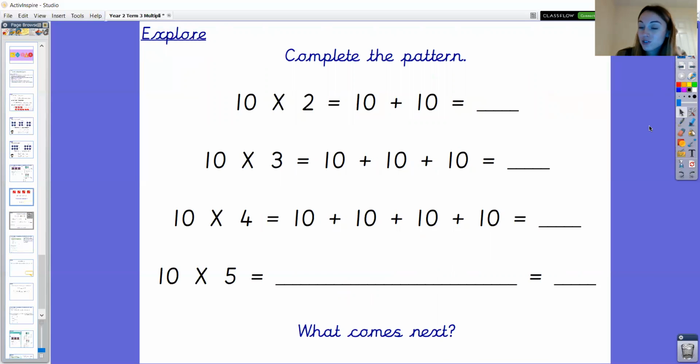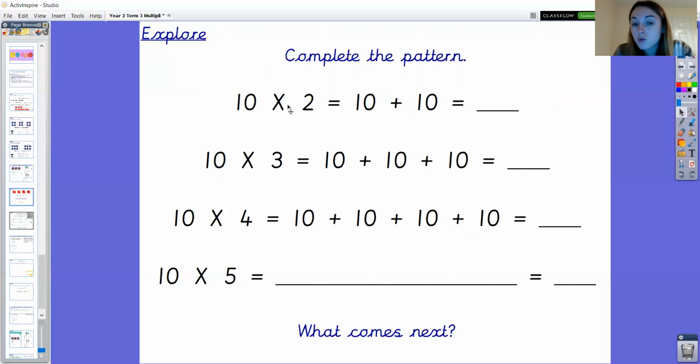Okay, on your screen now, you should see another explore question. It says complete the pattern. Okay, let's have a look together. So it says 10 lots of 2 equals 10 add 10. Okay, so with multiplication, it can be commutative. Now, commutative is quite a fancy word, isn't it? But all commutative means that it doesn't matter which way you write the multiplication, it still has the same total.